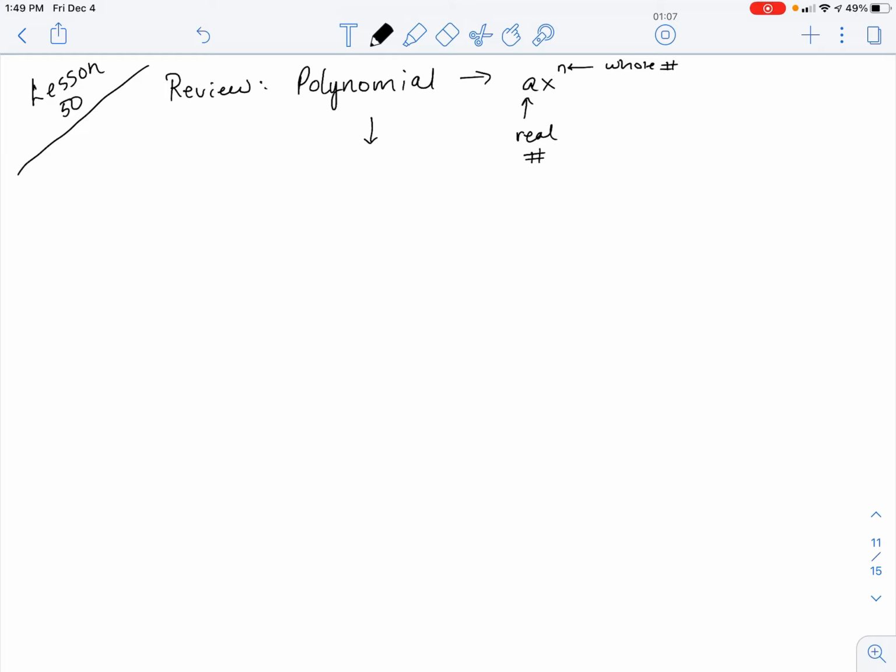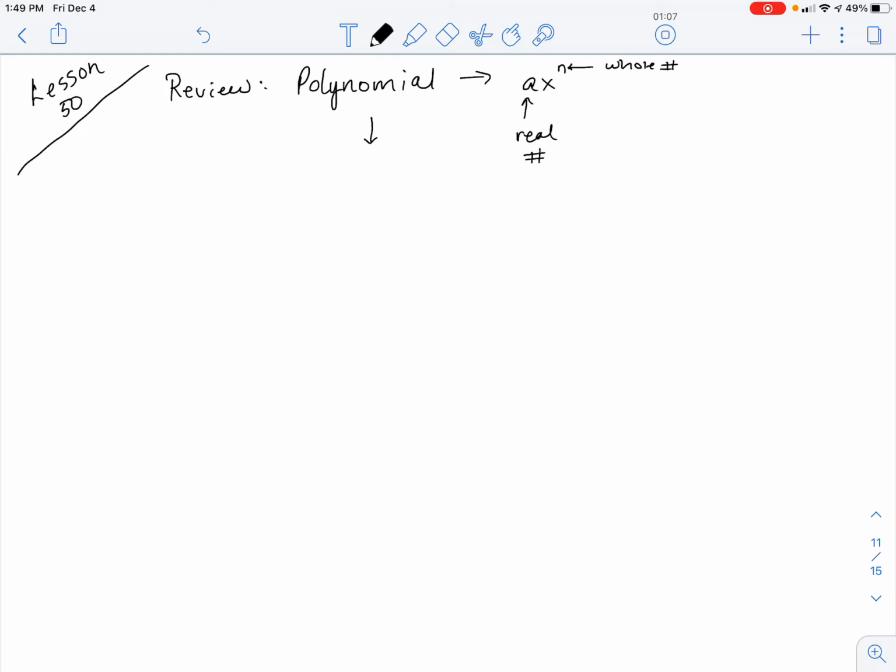And I'm going to start by just doing a quick little review on this blank sheet of paper right here for lesson 50. The reason I want to do that is I just want to make sure that these terms that we're using for polynomials become more solid. In our little review here, let's talk about what a polynomial is.